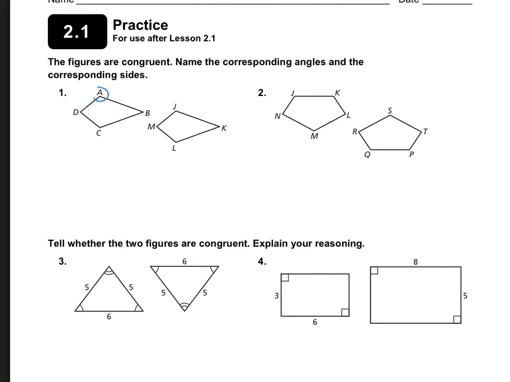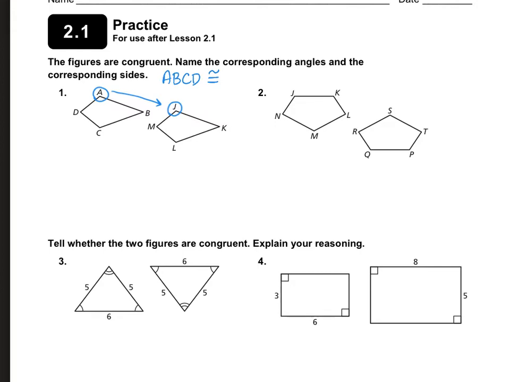If I look at this, it looks like angle A and angle J are corresponding angles. So I'm going to write my first shape here. I'm going to start with A and then just go around A, B, C, D. All right, so this will be A, B, C, D is congruent to.